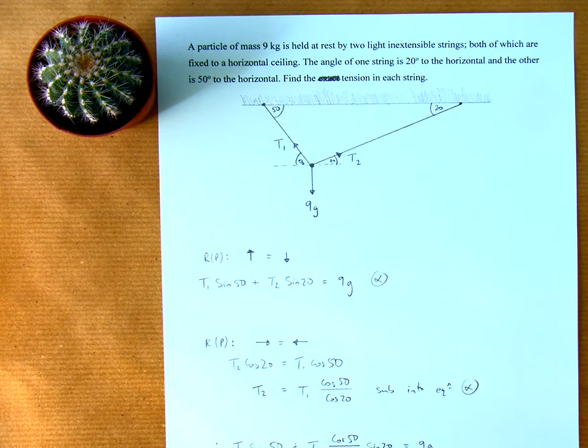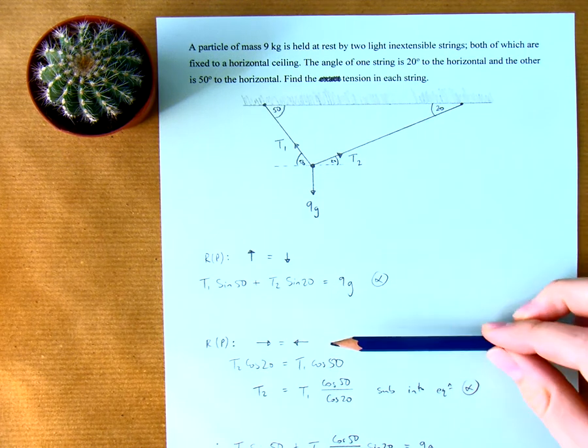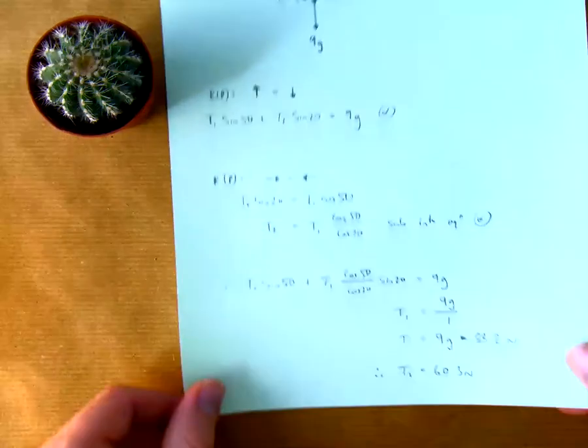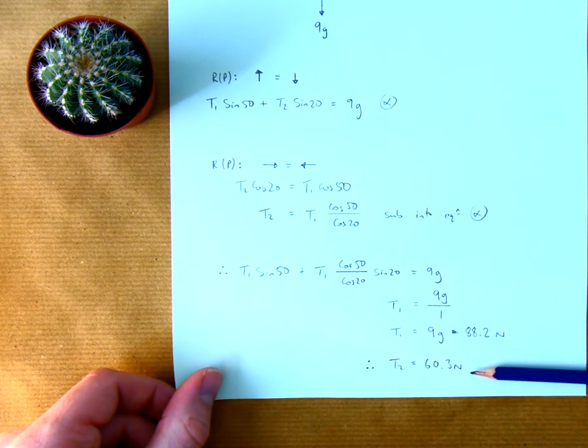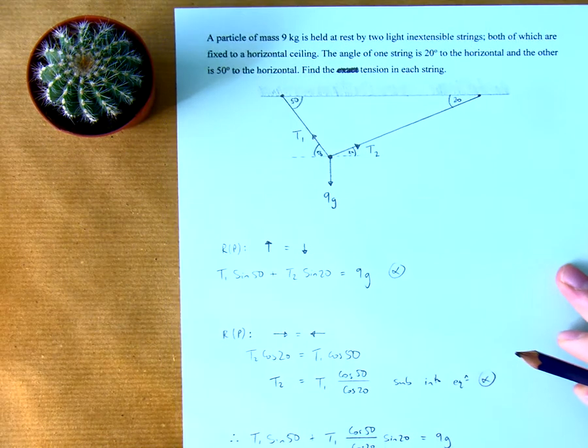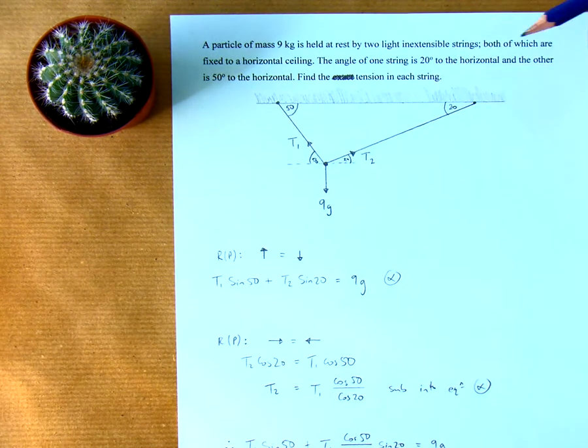So this is actually a question we've done before, and we did it by vertically resolving, horizontally resolving, and solving the simultaneous equations, and we got that T1 was 88.2 and T2 was 60.3. We're now going to look at doing it another way, using the fact that forces are vectors.